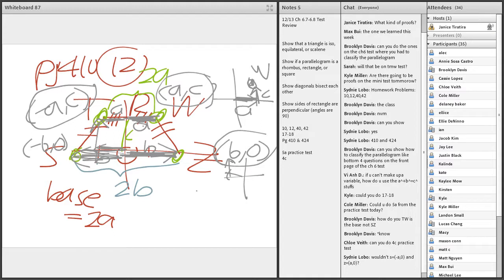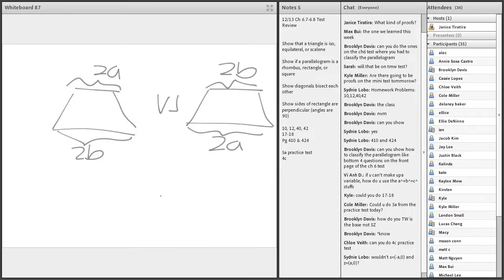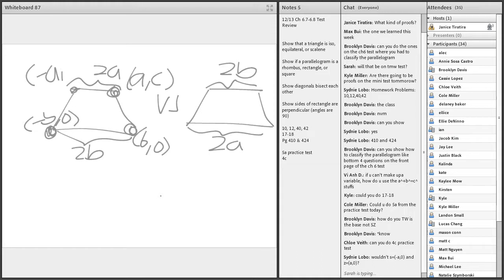Wouldn't S equal negative A? Right, Sydney. So if I changed it, right, then this would be negative B comma 0, and this would be B comma 0. This is A comma C and negative A comma C. But if I totally changed it, because I changed the top base to B, it would just switch the letters. B, C or negative B, C. Sorry, that looks like a 6. And then the bottom would be negative A, 0 and positive A, 0.